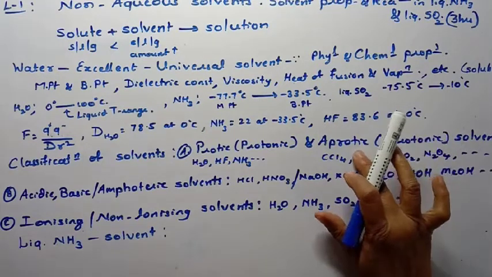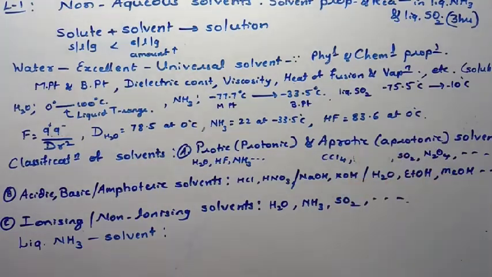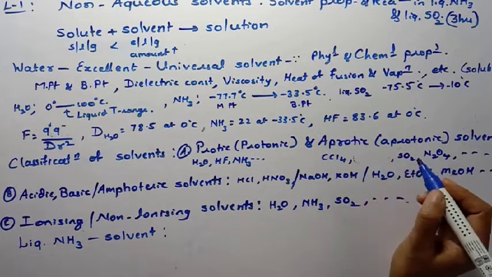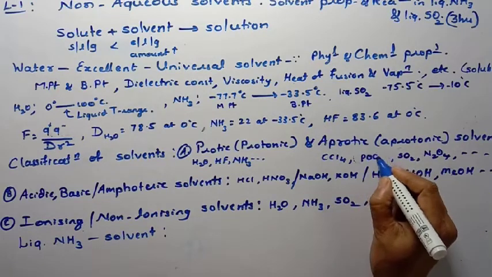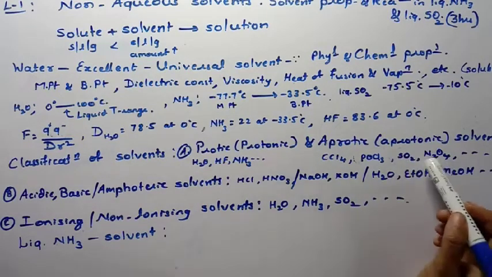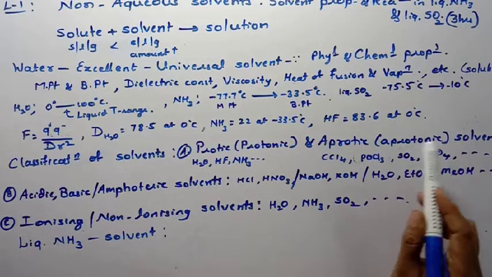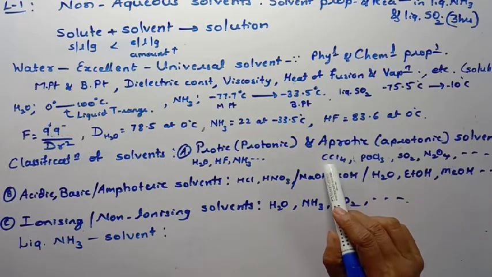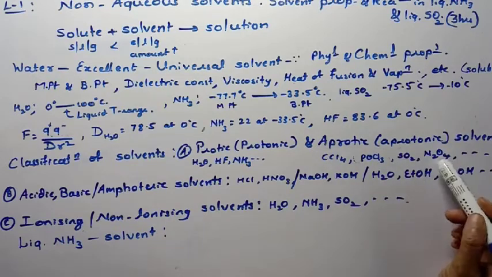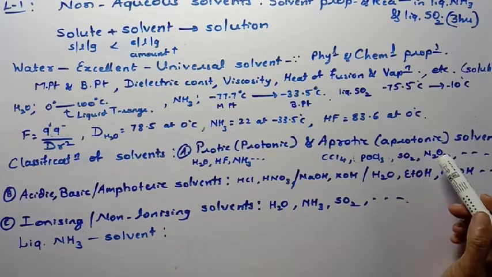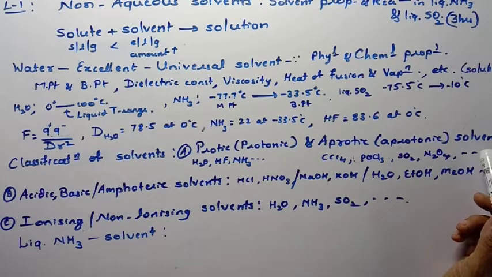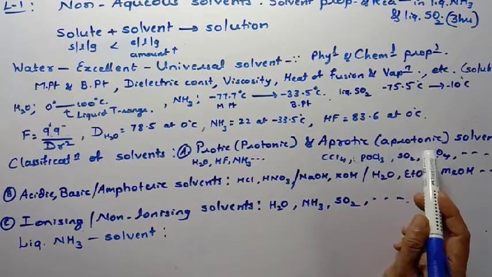Or we can leave it. Liquid SO2, POCl3: these are certain liquids which are taken as examples under aprotic solvents. Carbon tetrachloride, POCl3 (phosphorus oxytrichloride), liquid sulfur dioxide, dinitrogen tetroxide, etc. These are examples of aprotic solvents.